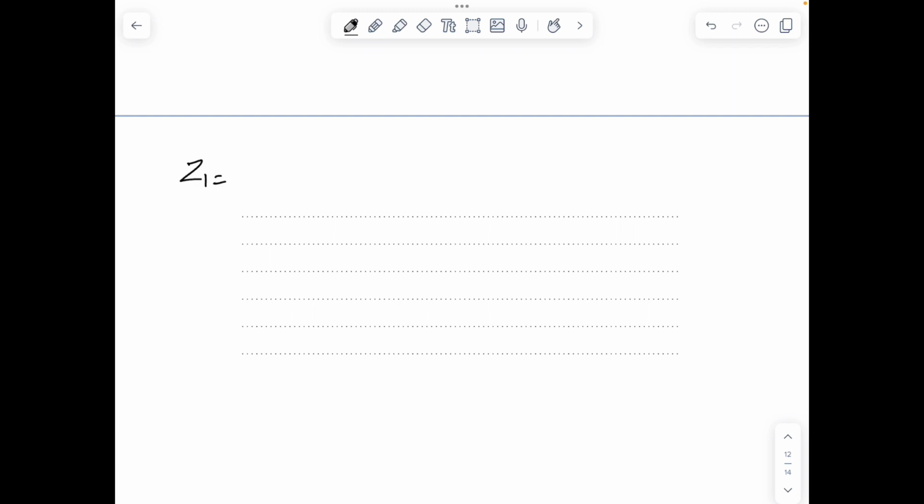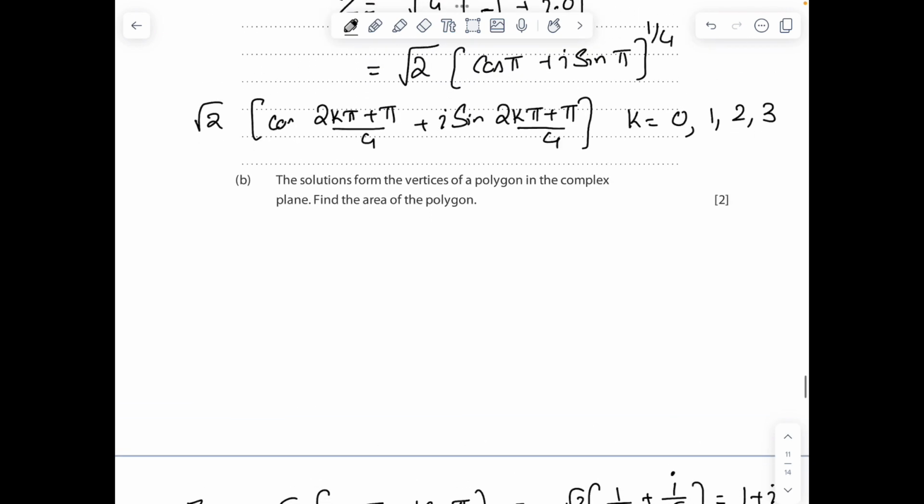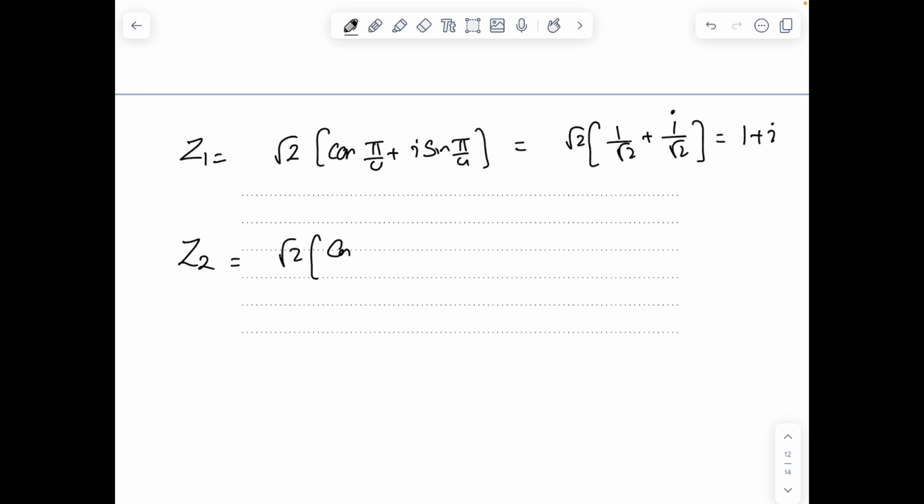So z1 equals, when k is 0, root 2 [cos π/4 + i sin π/4]. Cos π/4 is 1 upon root 2, sine π/4 is also 1 upon root 2. So it becomes 1 plus i. So z2 will be again root 2, k equals 1. So what does it become? 3π/4, cos 3π/4 plus i sin 3π/4.